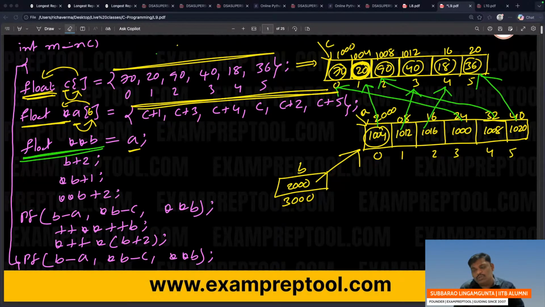A is an array, so 2000. B is a variable, so inside is 2000. C is an array, so 1000. Print ABC: 2000, 2000, 1000 will be printed.